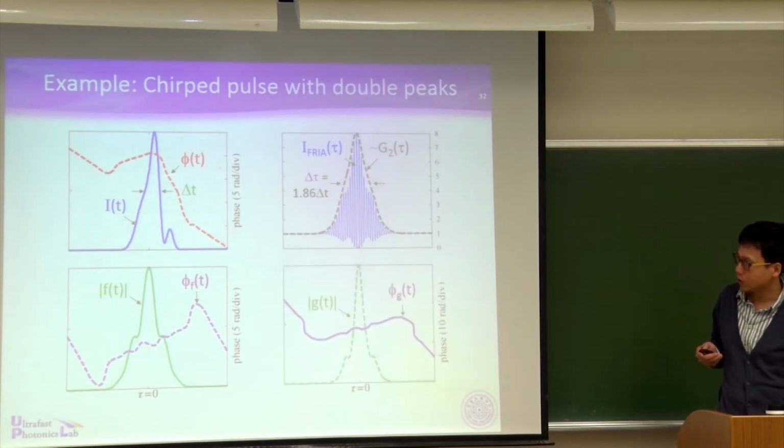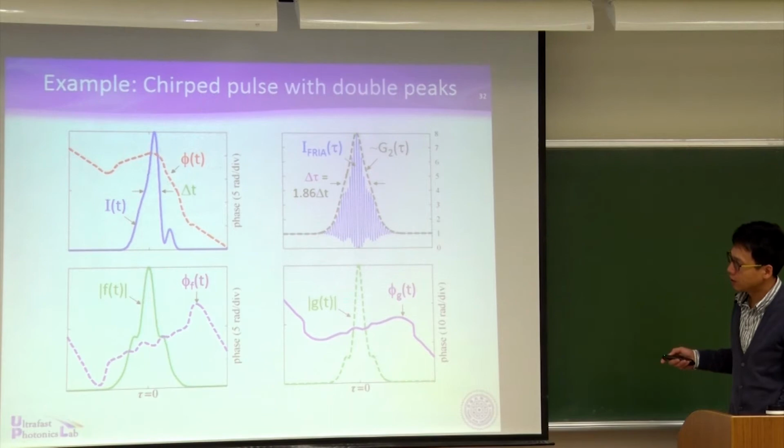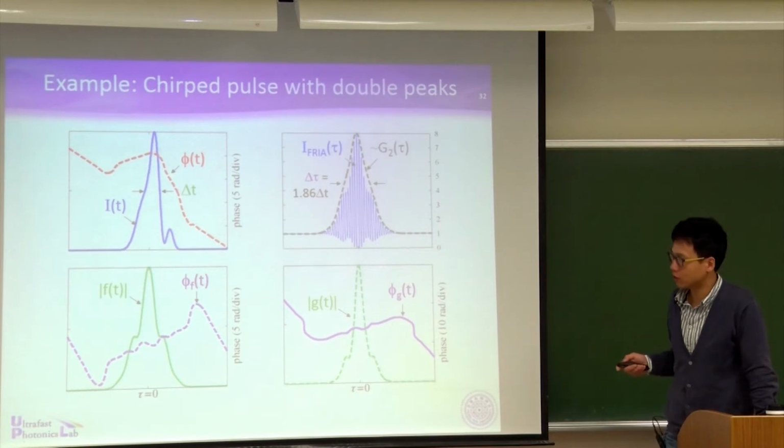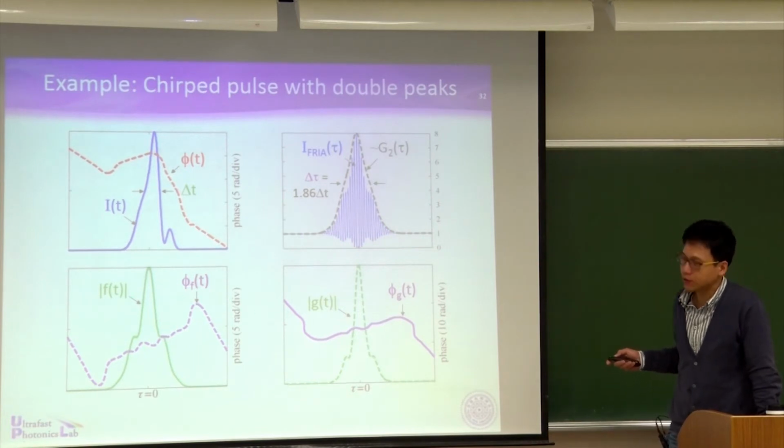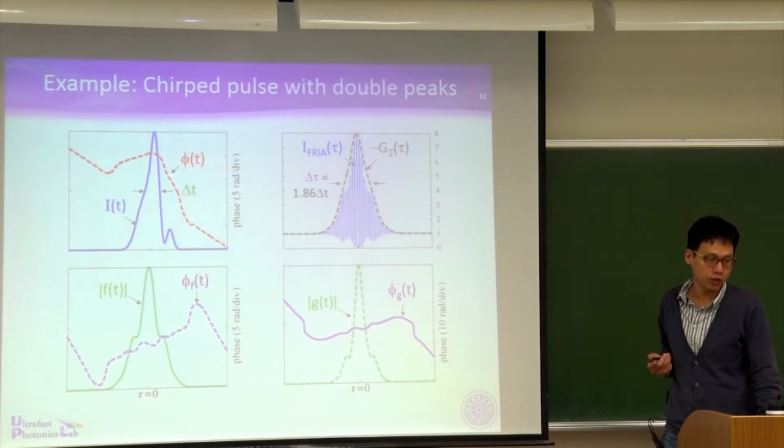In the fourth term, we have a complex G function, which is plotted here. The green dashed one is the magnitude of the complex G. The solid purple curve is the phase of the complex G function. So they look different. The F function and the G function are essentially different. But here we are more interested in the gray dashed curve, the intensity autocorrelation function, the G2 function.